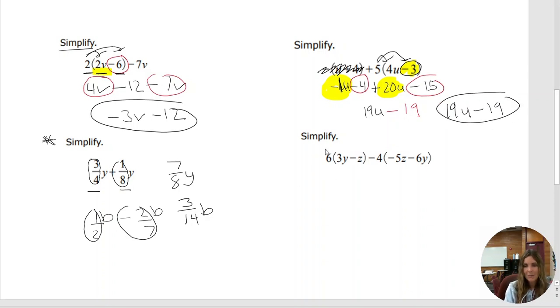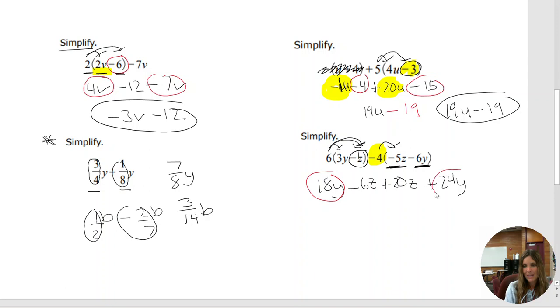Okay, last one, we would start with distributing the 6. So 6 times 3y is 18y. And then this is 6 times a negative 1z, so 6 times a negative 1z is a negative 6z. Now the next one you have to be careful with, because the thing that is right in front of the second parentheses is a negative 4. So when you distribute this negative 4, you have to remember this is a negative 5z and this is a negative 6y. Negative 4 times negative 5z is positive 20z, and negative 4 times a negative 6y is a positive 24y.